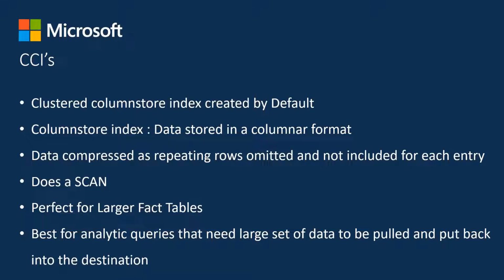Now column store index is always stored in a columnar format, and data is compressed as repeating rows are omitted and not included for each entry. That's what we saw there, right? With an example of the employee who is residing at some X place. So the place values in the row format are repeating, because for each employee it is repeating, right?